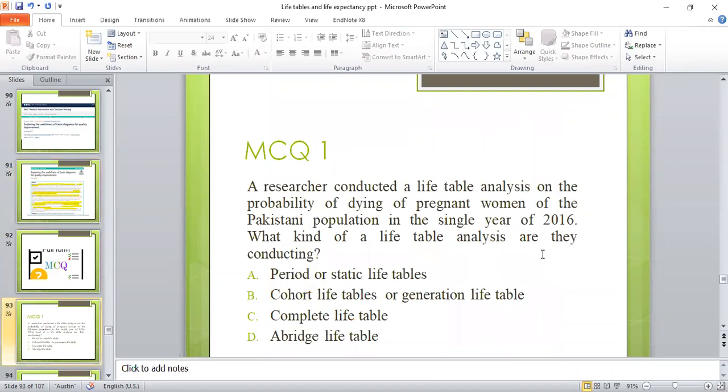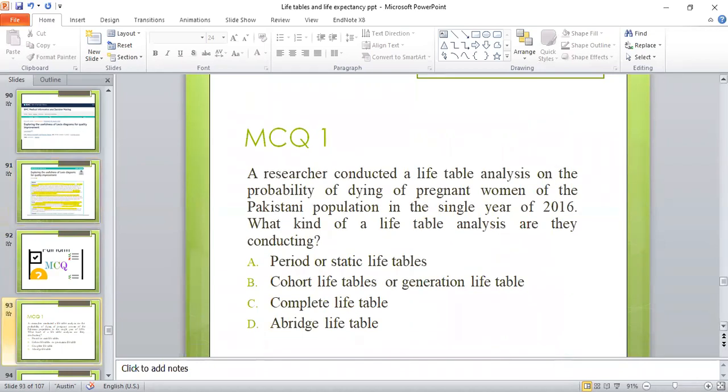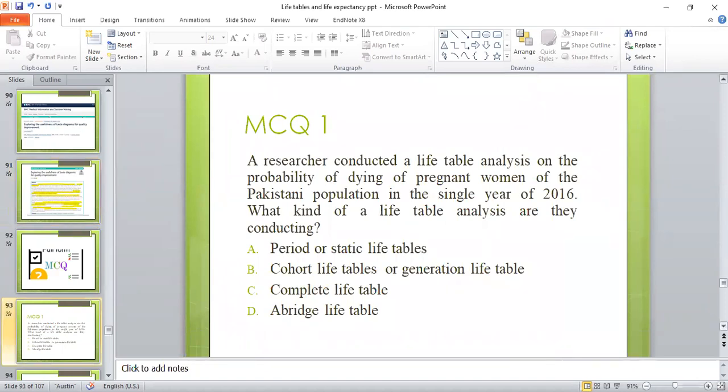Now time for MCQs. MCQ 1: A researcher conducted a life table analysis on the probability of dying of pregnant women of the Pakistani population in the single year 2016. What kind of life table analysis are they conducting? Period or static life table, cohort life table, complete life table, or average life table? The answer is A. Because it is given for a single year, it is a period or static life table.